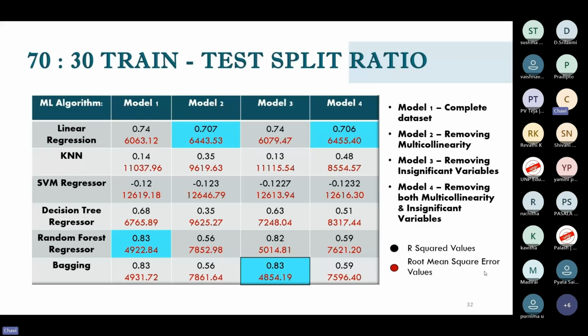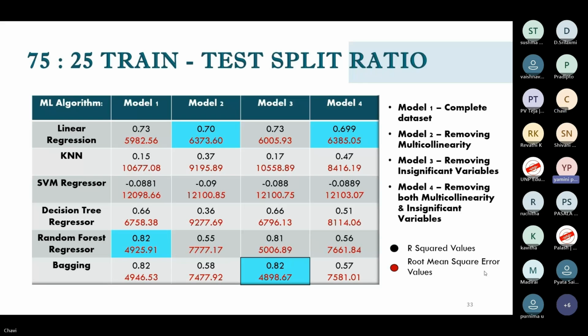6443.53. And in model 3, bagging is giving the highest R-square value, that is 0.83, and the lowest root mean square error value, that is 4854.19. And in model 4, again linear regression is giving the highest R-square value, that is 0.70, and the lowest root mean square error value, that is 6455.40.